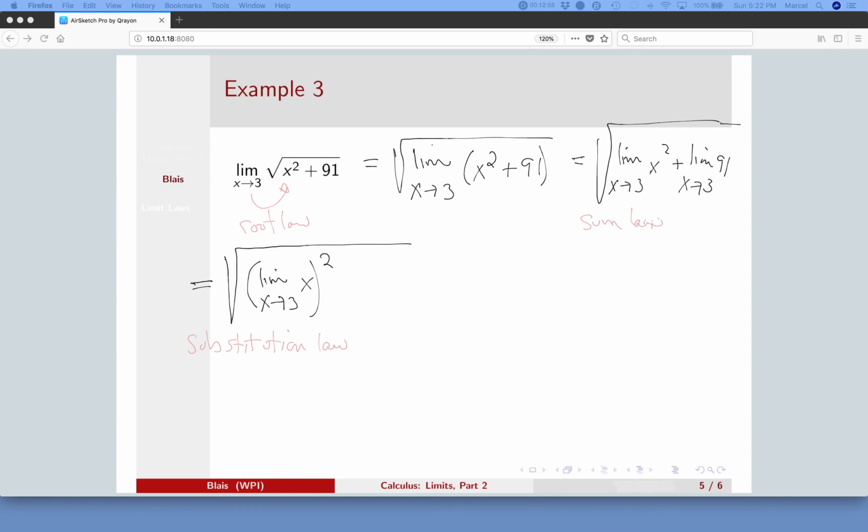Because what we did was bring the limit inside of x squared. I realize this isn't changing things, but it might be easier to think of it as there's your parentheses. So this limit was brought inside the squaring function. And we also have the constant law: 91 is just a constant. It doesn't care what x is doing. So our constant law just says that limit is 91.